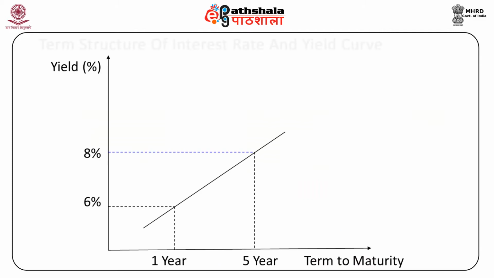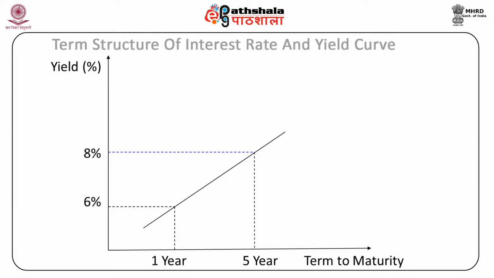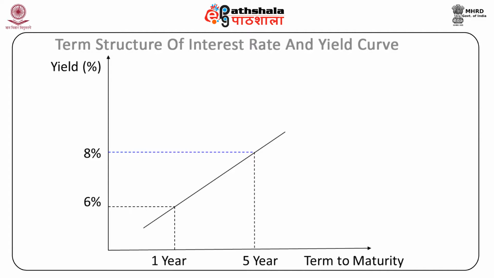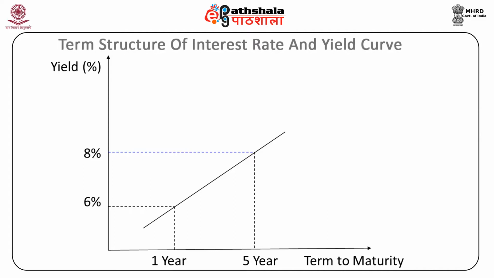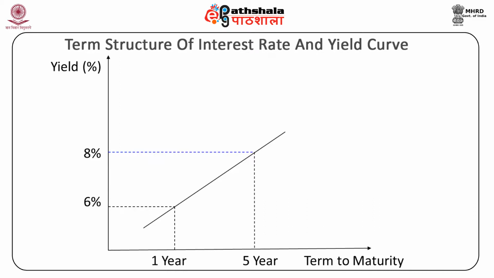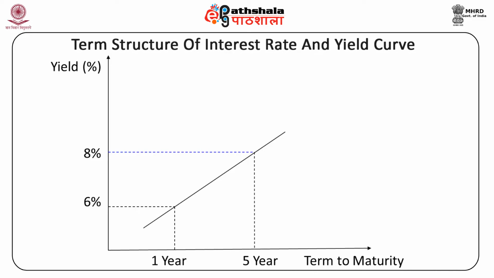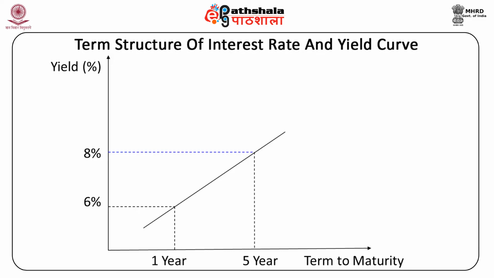Term structure of the interest rate and yield curve. Term structure of interest rate refers to the relation between maturities of bonds and their yields, ceteris paribus, which means other things being constant. By ceteris paribus in this case, we mean the issuer of the bond is the same and the date at which different yields are obtained is also constant.